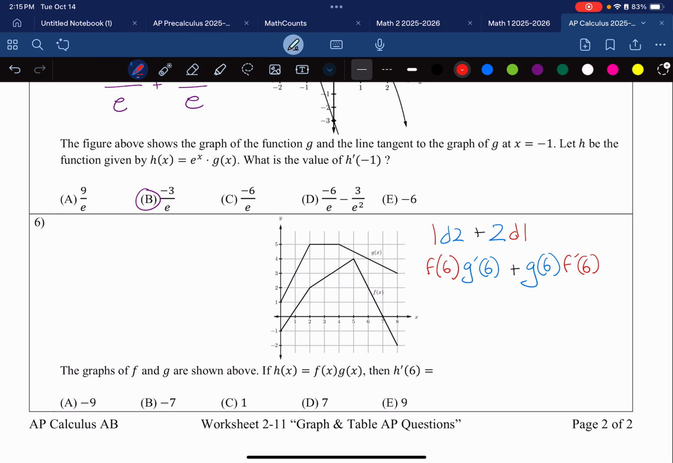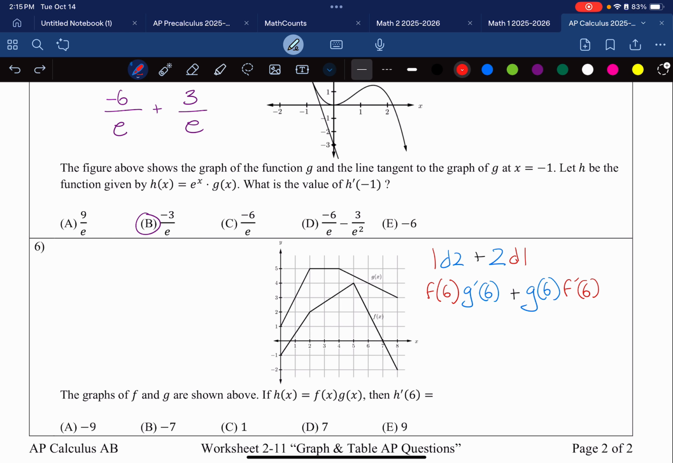So I'm going to come over here and say this is 2. Oops, this is going to be 2. I'll do this in purple though. There we go. 2 times, okay, g prime of 6 is the slope at 6. So at 6, the slope is going right 2 down 1. Therefore, it's -1/2, plus, then g of 6. G of 6 is the height at 6. At 6, I have a height of g over here at 4. So this is going to be 4 times f prime of 6.